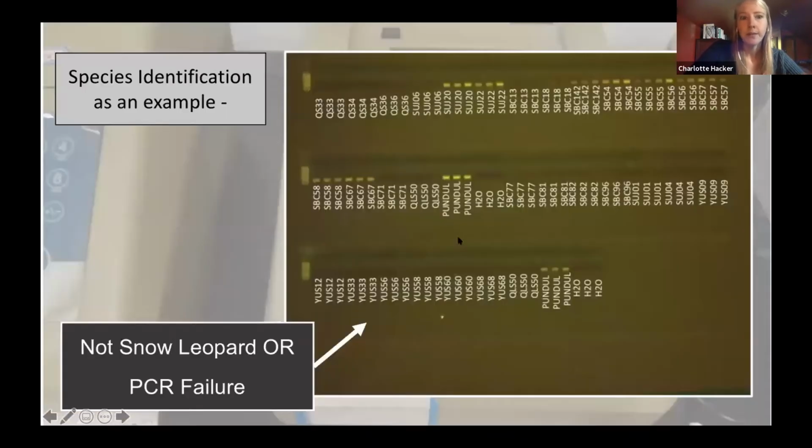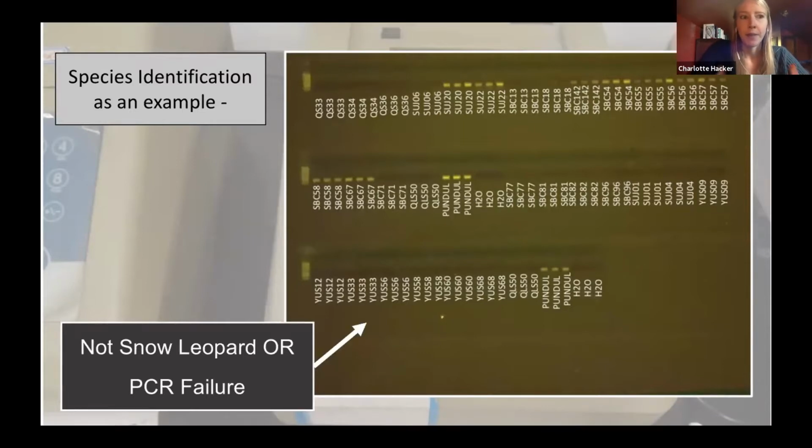For example, this is a species identification assay. We do this with cytochrome B, which was a gene that got tossed out in Imogene's talk. It's mitochondrial, and there's a segment of cytochrome B that is specific to only snow leopards. So the first thing that we do when we start working with our DNA is figure out: did this sample, this DNA that I have, actually come from a snow leopard?